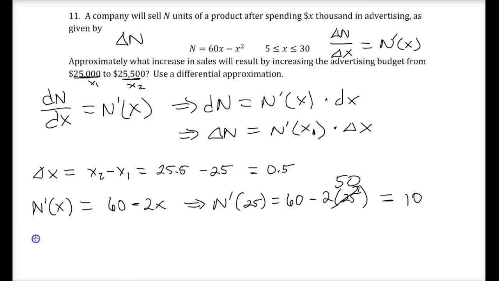So now that we have this, we can come up with our approximation by just saying the derivative of n evaluated at x sub 1 is just going to be 10, and we know that our delta x here is going to be 0.5. So, of course, half of 10 is just going to be 5.